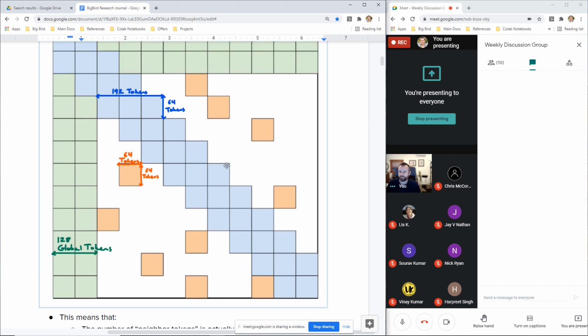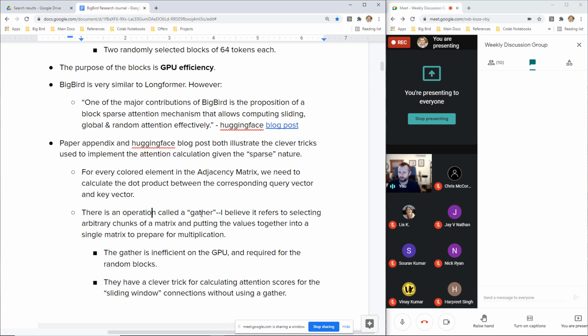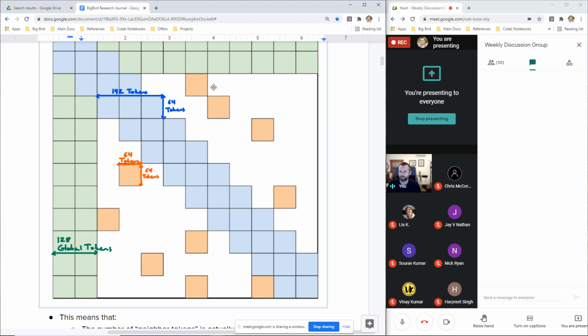And then finally, the random tokens, the orangish blocks, my understanding is that those are not efficient. There's an operation called a gather, which I'm not familiar with, but from the name and from how it's used, I think it means that they essentially have to do a selection. They've got to move some stuff around in memory. They've got to pull together these different blocks in order to combine it all into a single matrix multiplication. And that's not as efficient.